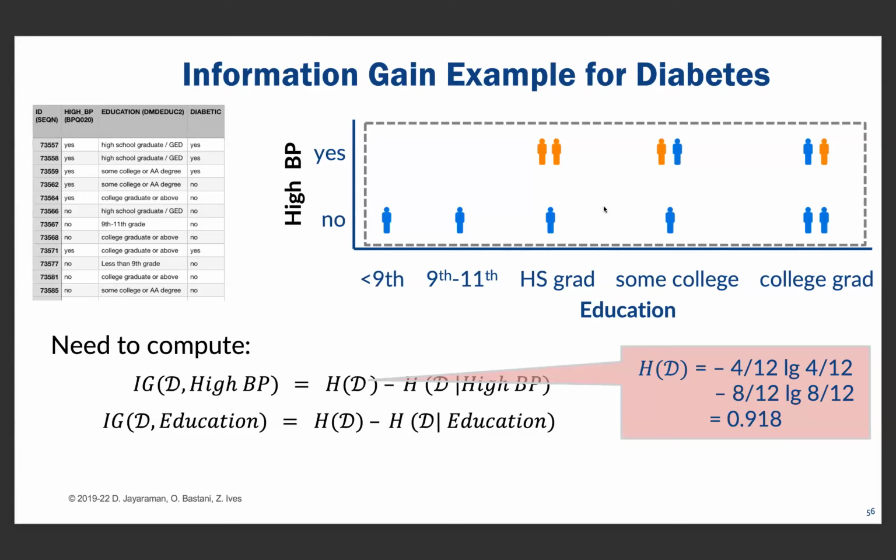Okay, so let's calculate the entropy for the full data set. We have 12 entries: 4 diabetics and 8 non-diabetics. If we draw a random person, with a 4 out of 12 probability we get a person with diabetes, and 8 out of 12 are non-diabetic. So we can calculate the entropy of our set before we do the split.